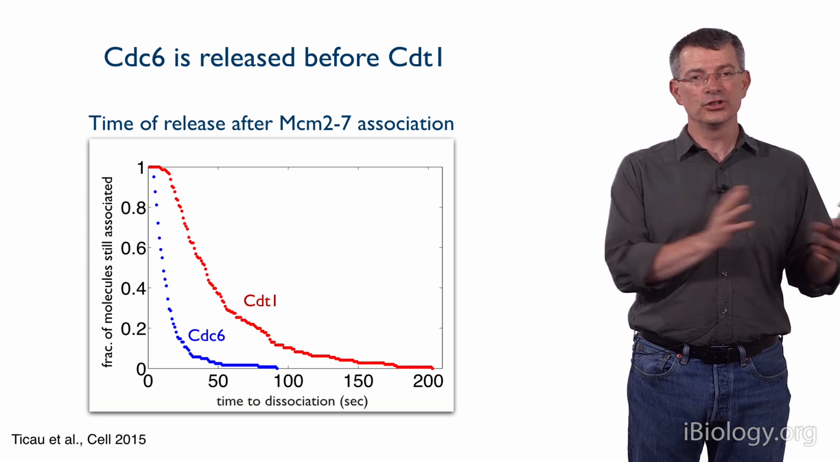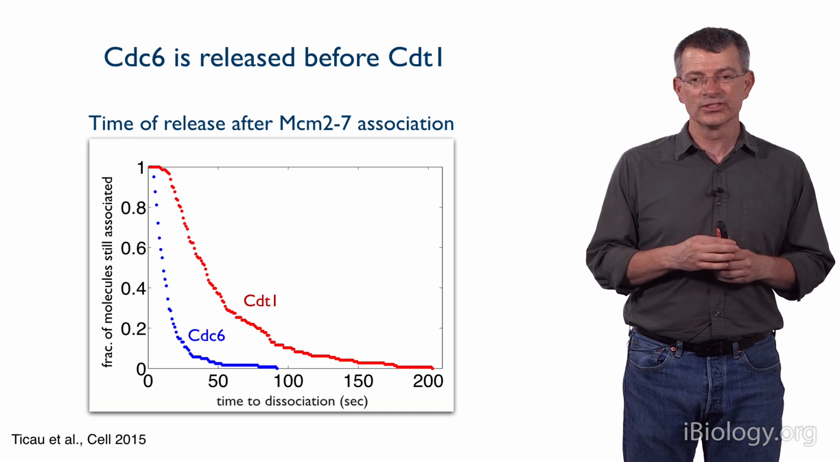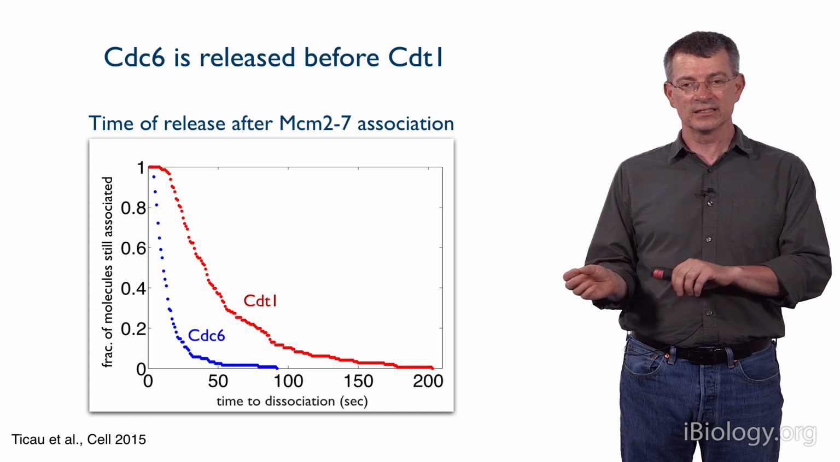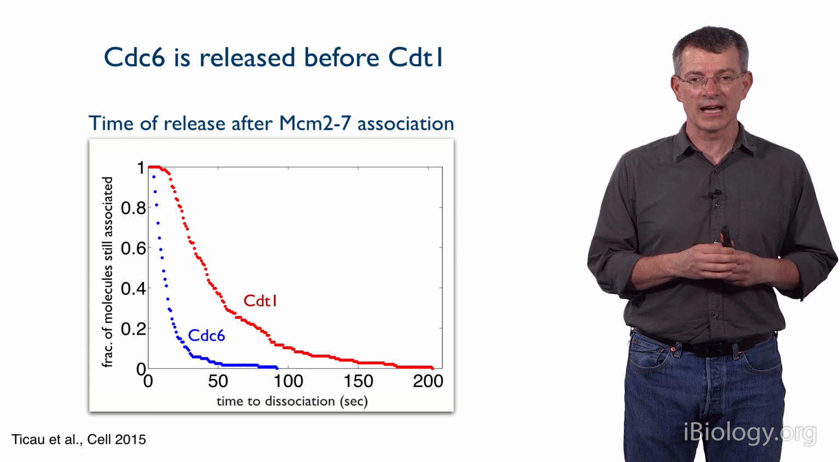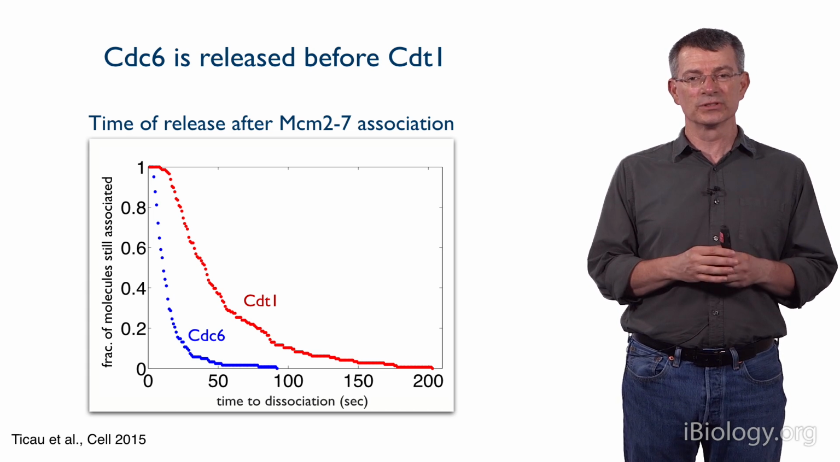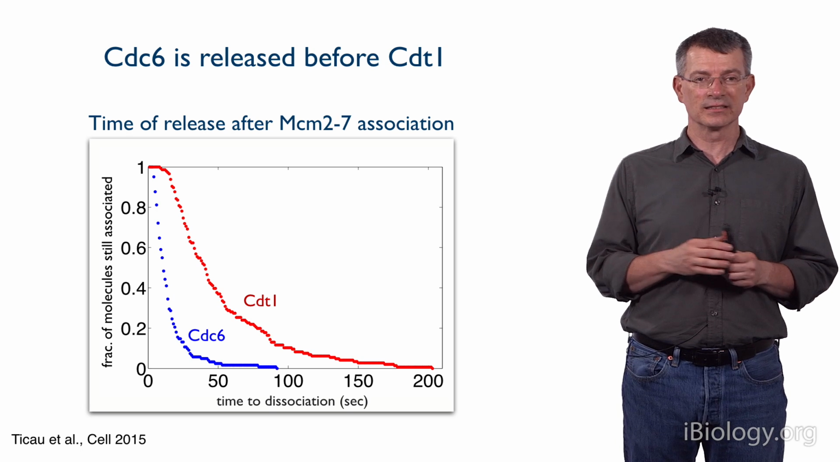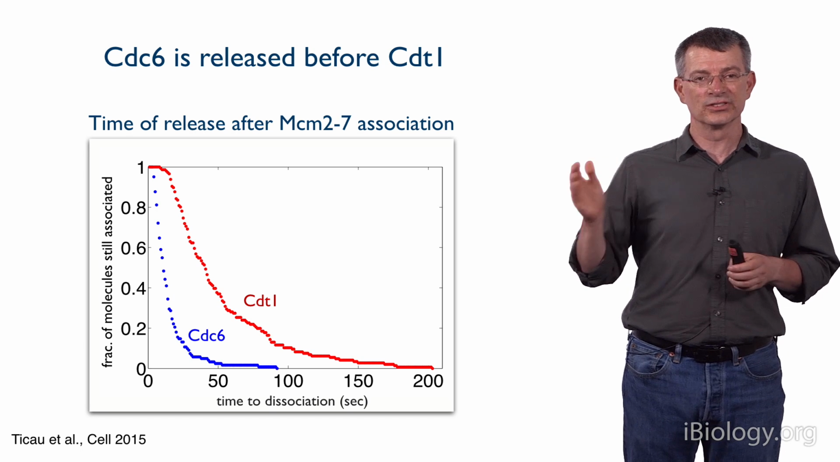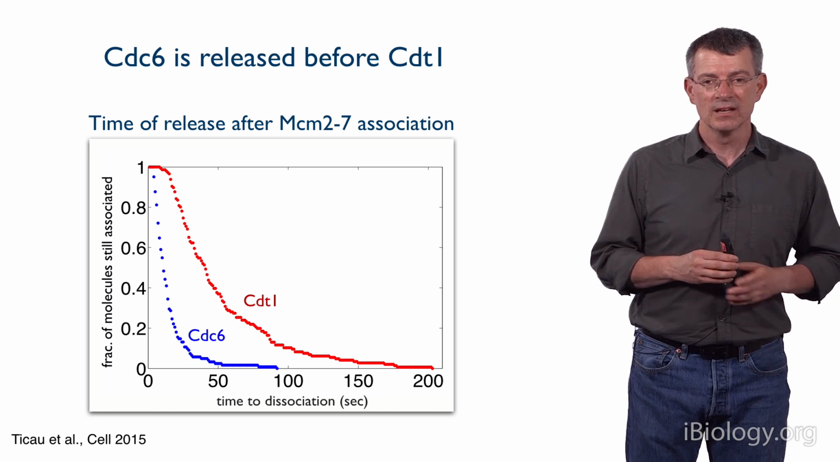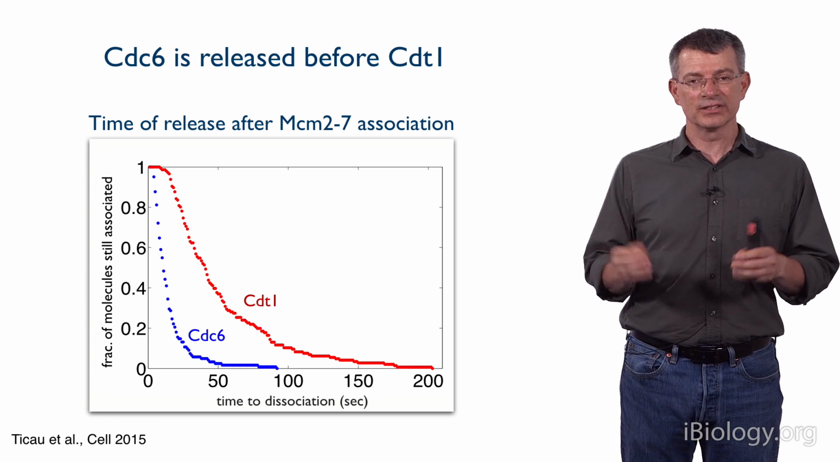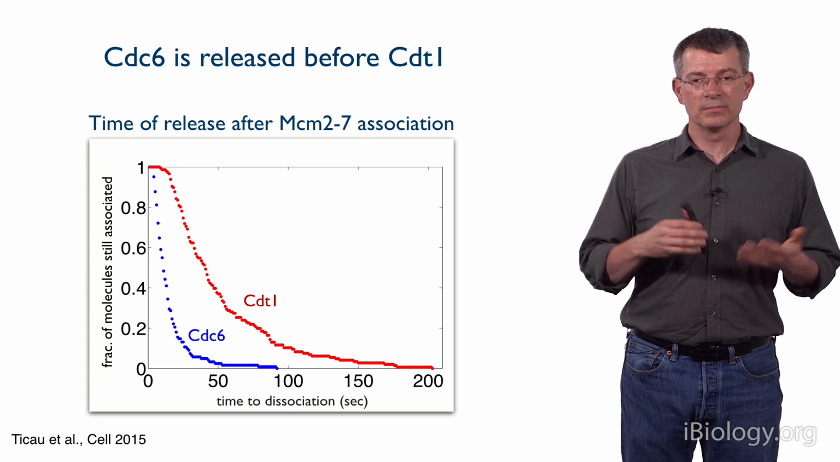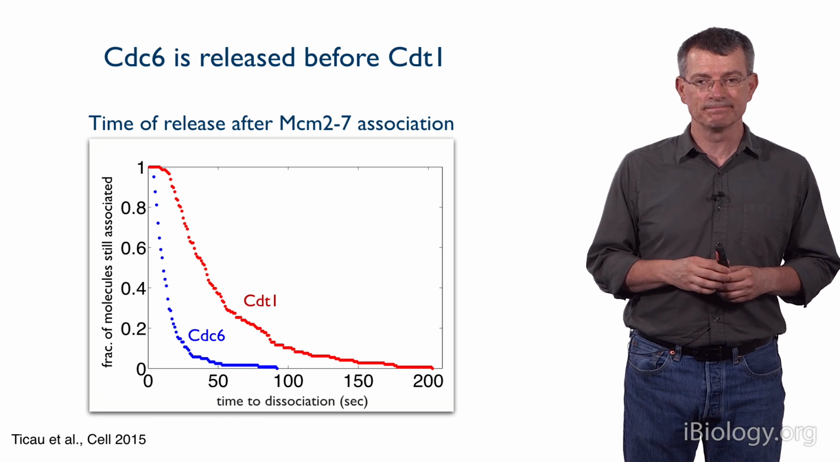Now this is done with two different experiments in comparing the results, but I'll tell you that when we label CDC6 and CDT1 in the same reaction and look at their release from individual DNA molecules, we see exactly the same result. CDC6 releases before CDT1. So this suggests that those release events are actually coupled to some important element of the reaction.